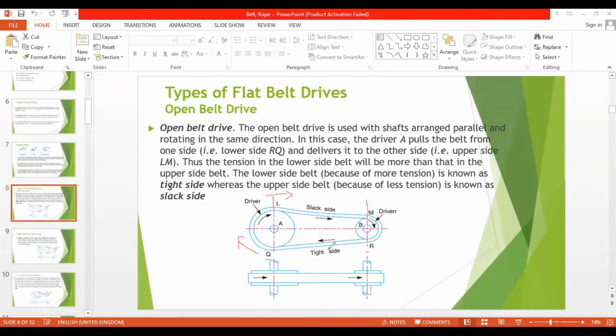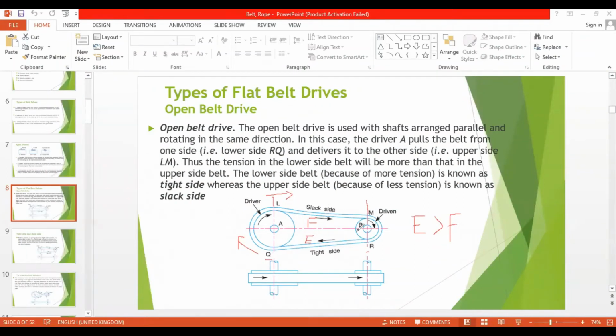If I put this tight side tension as A, no, A is already mentioned, so I'll put it as E. I'm just naming it. And the top side tension as F. So always E would be higher than F. That's the tension in the lower side belt will be more than that of the upper side belt.